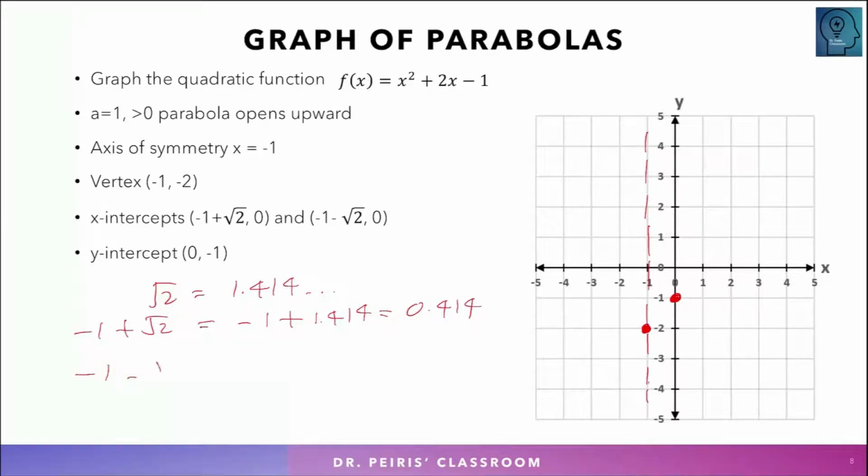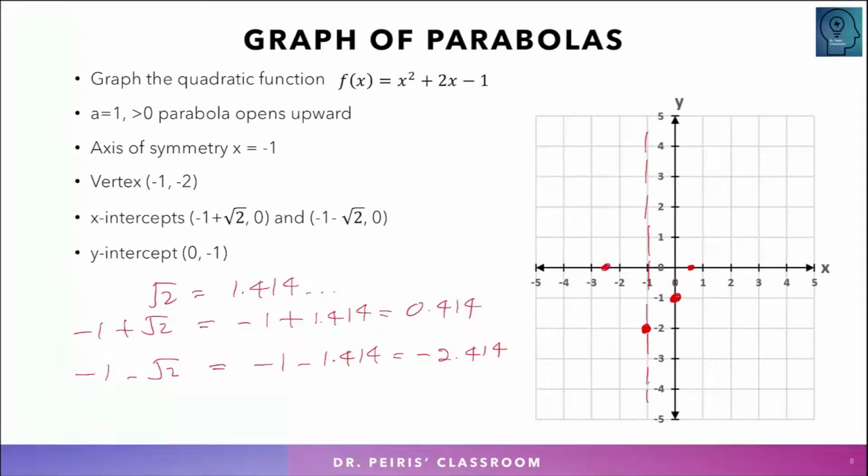And negative 1 minus 2, this is the second x-intercept. Negative 1 minus radical 2, with radical 2 being 1.414, equals minus 2.414. So these are the rough approximations for these two x-intercepts. The first one is 0.414, which is less than 1, so you can just mark it in between 0 and 1. The next one is negative 2.414, in between negative 2 and negative 3.